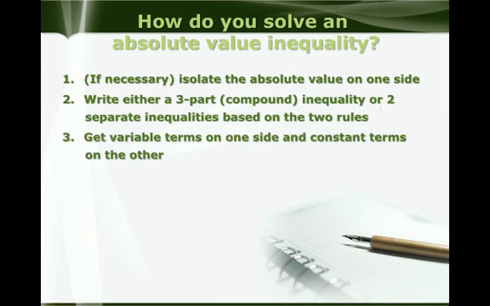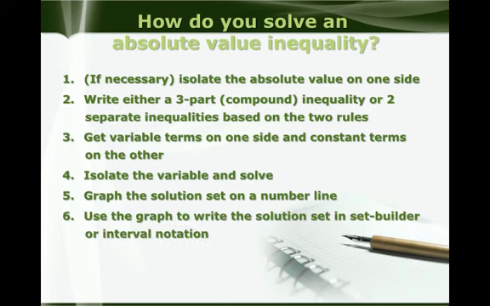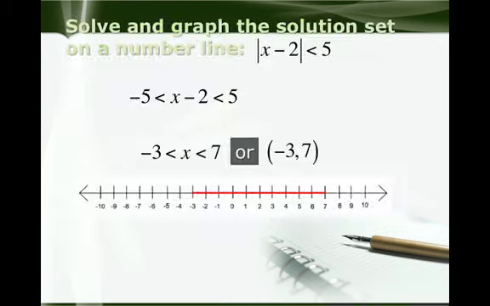All right, and then we just solve those two inequalities, just like we did in the previous lecture on linear inequalities. Step three, we're going to get variable terms on one side and constant terms on the other. We're going to isolate the variable and then solve. And then we're going to graph the solution set on a number line. All right, and then lastly, just like we did before, we're going to use the graph to either write our solution set in set builder or interval notation. All right, let's get to the examples.